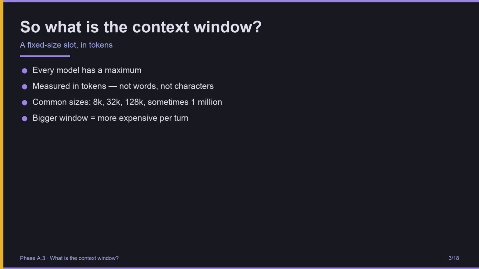So what is the context window? It is a fixed size slot, measured in tokens, that holds everything the model is currently looking at. Every model has a maximum. Common sizes these days are 8,000, 32,000, 128,000, and sometimes up to 1,000,000 tokens. Bigger window costs more per turn, because the model has to do more math.